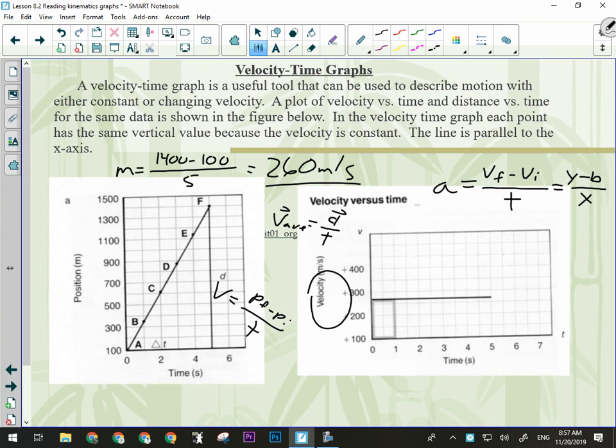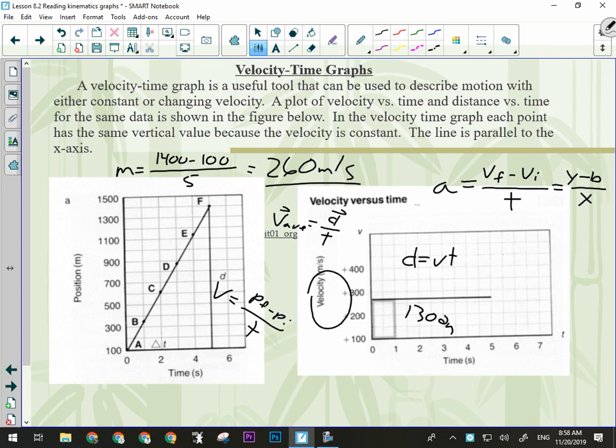I can, simply by applying this formula. Right now, this is an object traveling at a constant velocity of 260 meters per second, and it does that for 5 seconds. How do I calculate how far it goes? Yeah, d equals v times t. I just manipulate this formula. d equals v times t. So 260 times 5, and that's going to give me 1,300 meters, which is exactly what I got here on my position versus time graph.